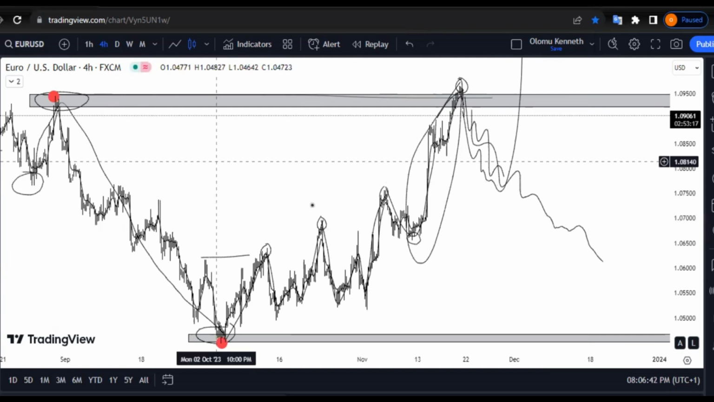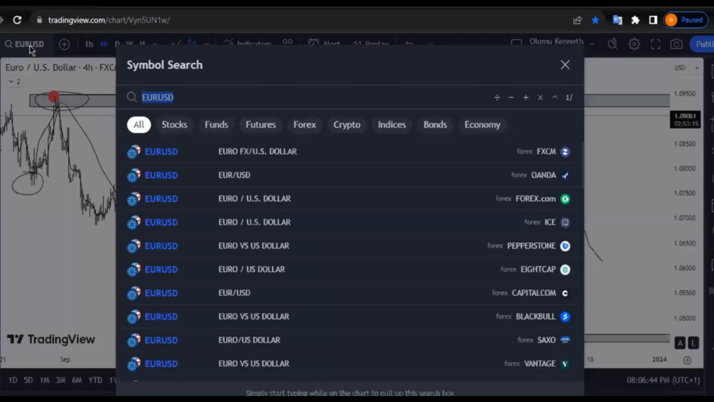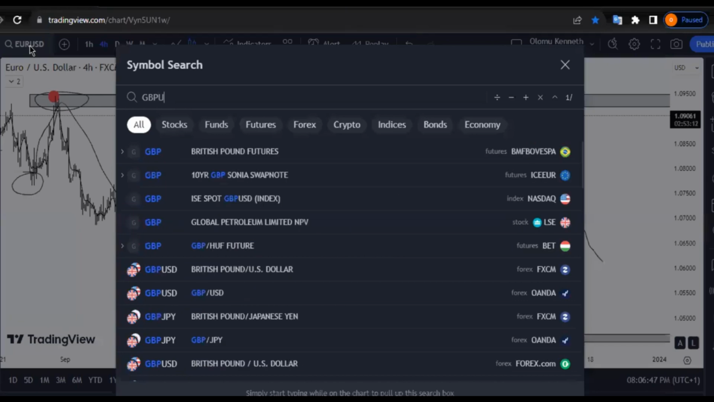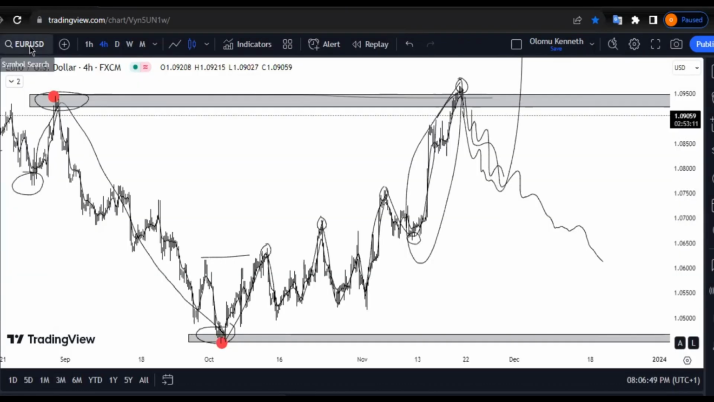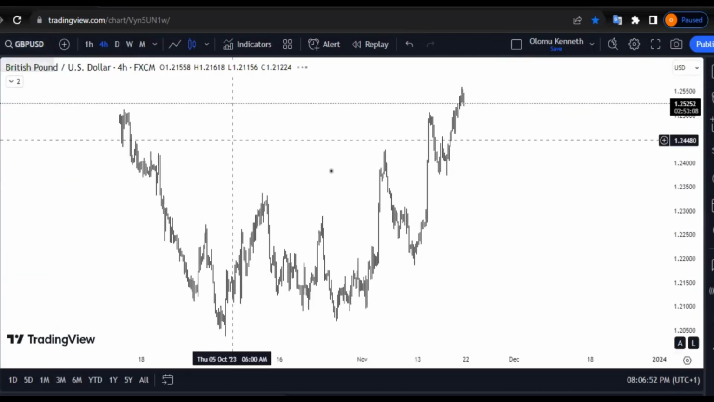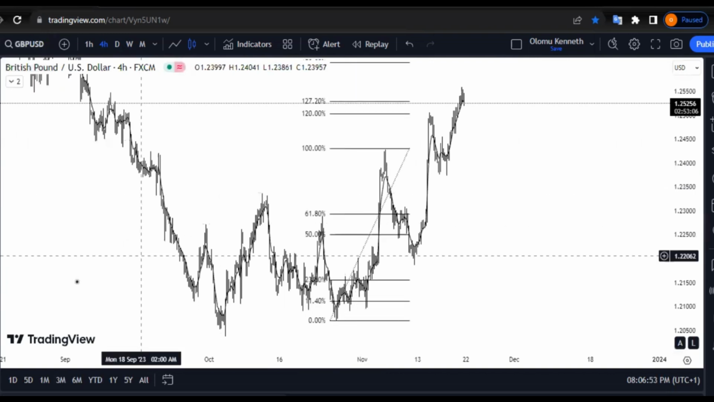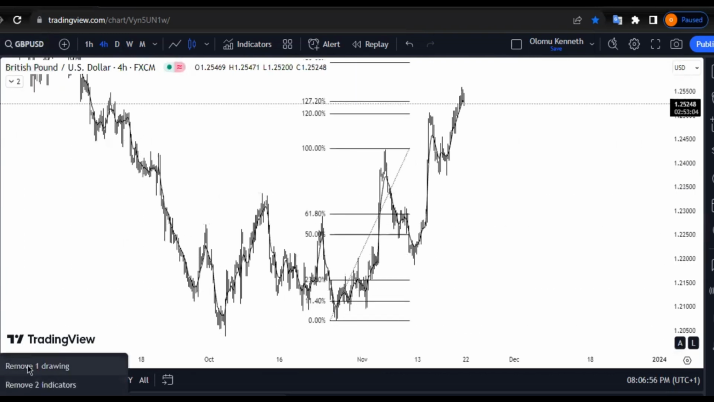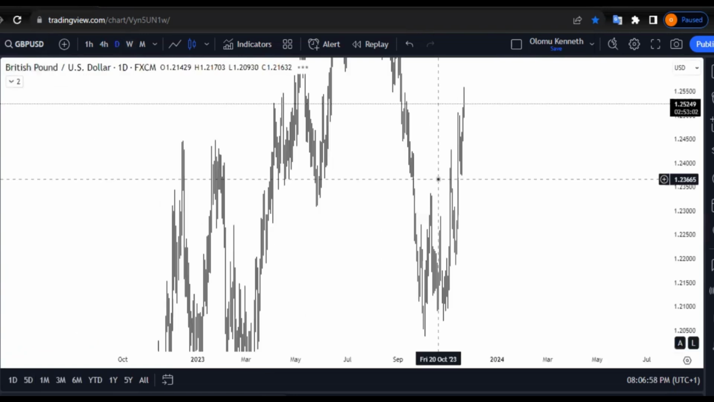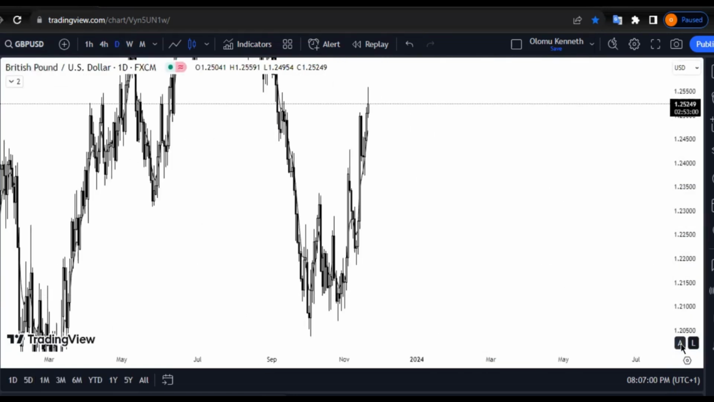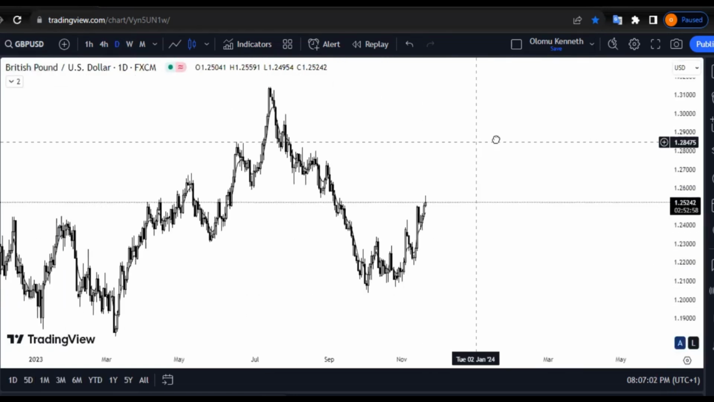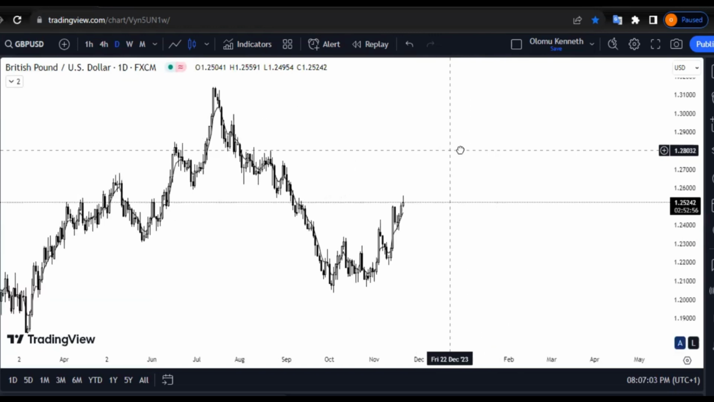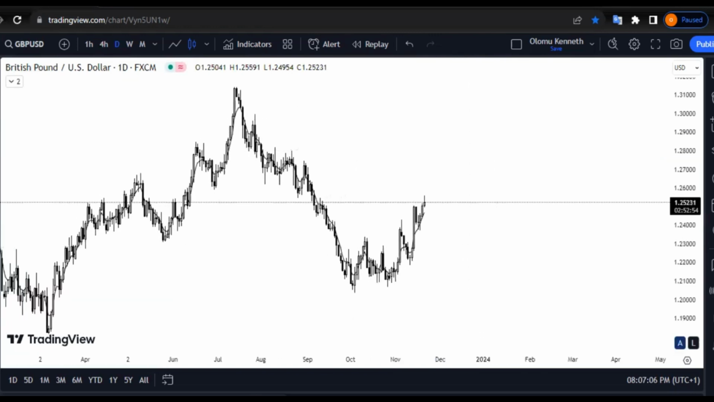Let's check GBP USD also. Let's see what the market is doing. All right. Okay, let's check the daily time frame and see what's happening. Okay, so from the daily time frame, it's obvious that we are bearish.